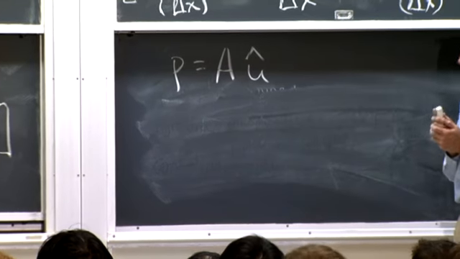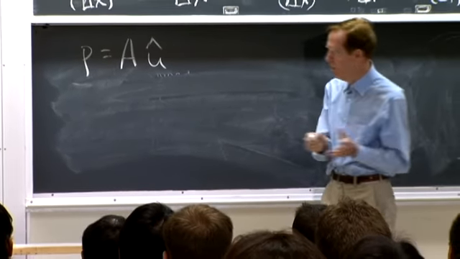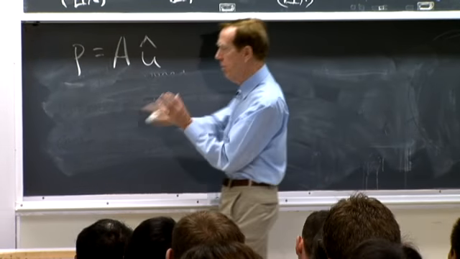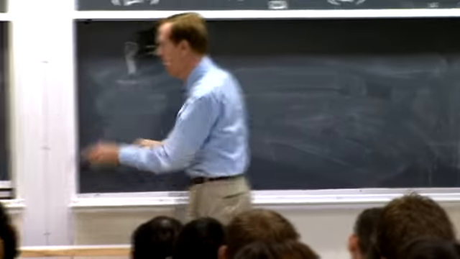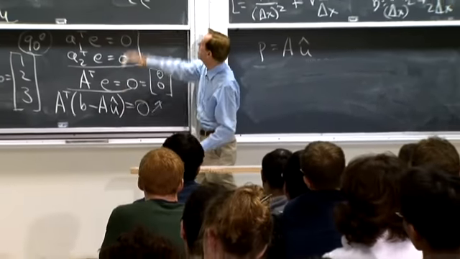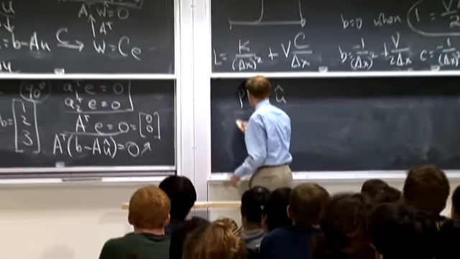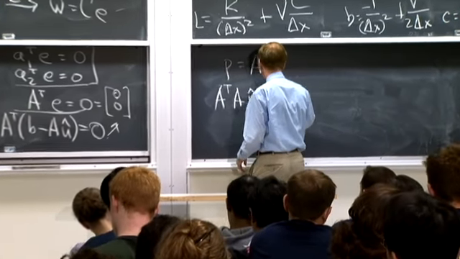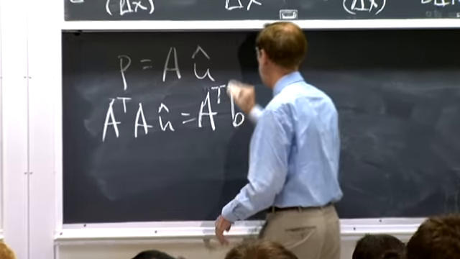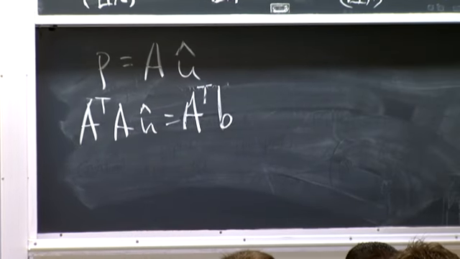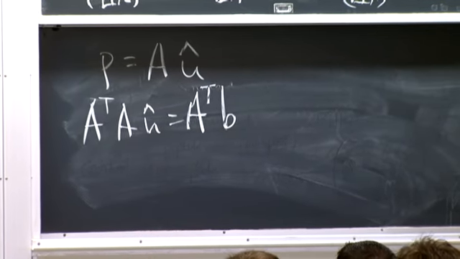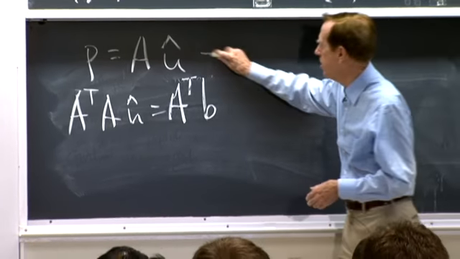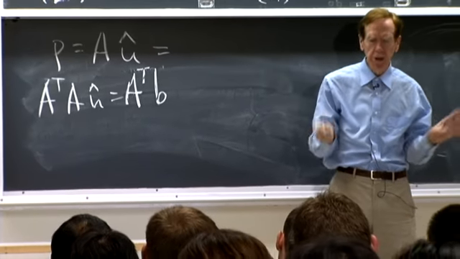But now what is U hat? I'm just going to assemble things here. U hat, we figured out by the 90-degree angle, comes from this equation, A transpose A U hat equals A transpose B, the central equation. Okay, that's the central equation. Now tell me, plug in U hat here so I get a formula for the projection.